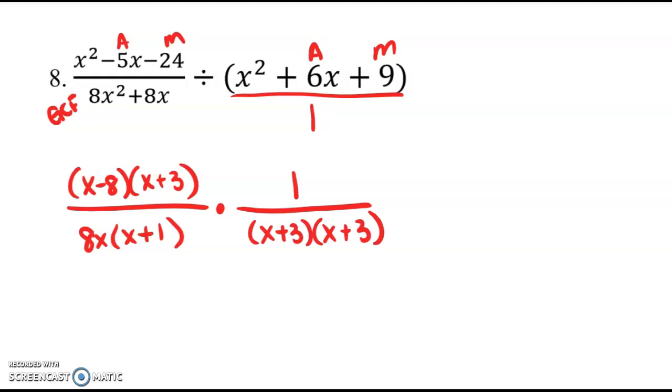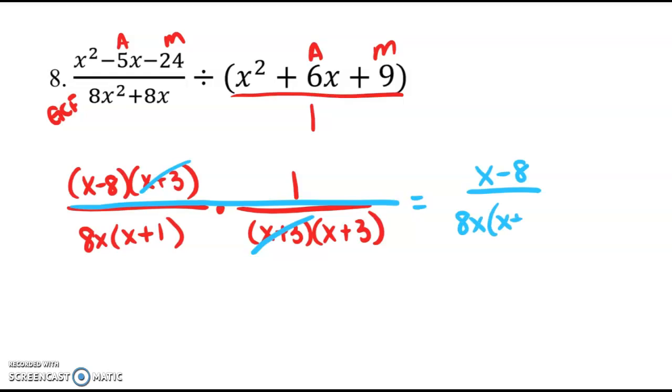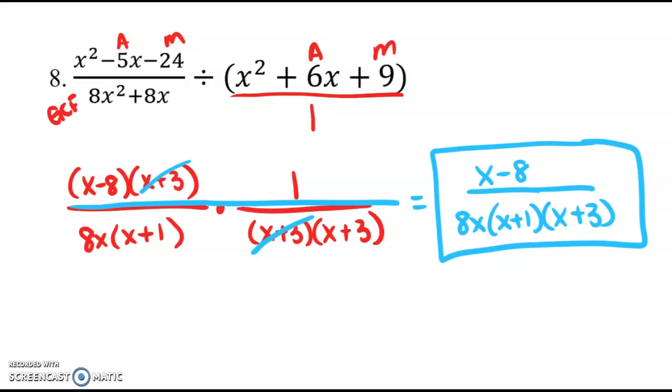So if I make it one big giant fraction, not much really cancels. Only one of the x plus 3's cancel. And that's about it. Okay, so there's not too much left over that cancels. So you're going to be left with an x minus 8 up at the top, and then at the bottom you're going to have an 8x, an x plus 1, and an x plus 3. So sometimes that happens. You might have something that doesn't simplify down all the way. It might look a little strange or a little bit unsimplified, but it is as simplified as we can go.